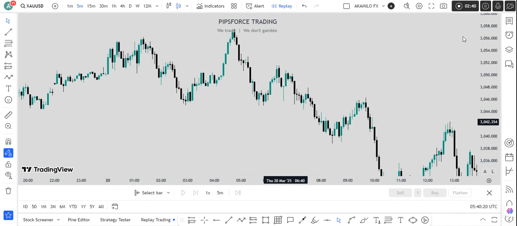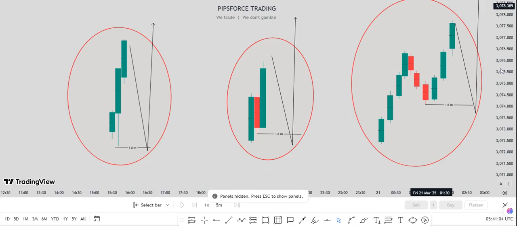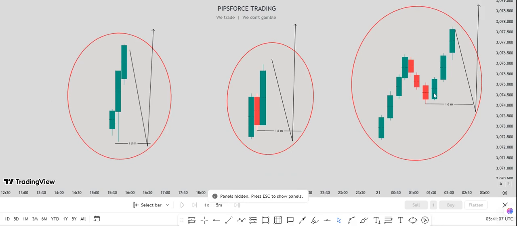So let's go to the diagram. These are the diagrams that you need to study very well because these are some of the things that you find on the live market. So in this diagram, we have three diagrams here: the first, the second, and then the third.